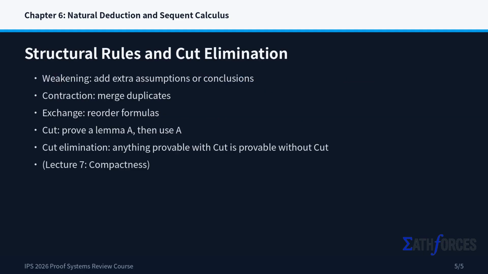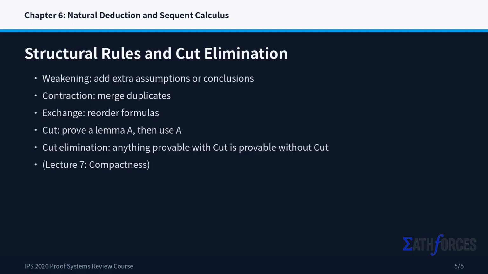Sequent calculus includes structural rules. Weakening lets us add assumptions or conclusions. Contraction lets us merge duplicates. Exchange lets us reorder formulas. Cut lets us prove a lemma and then use it.